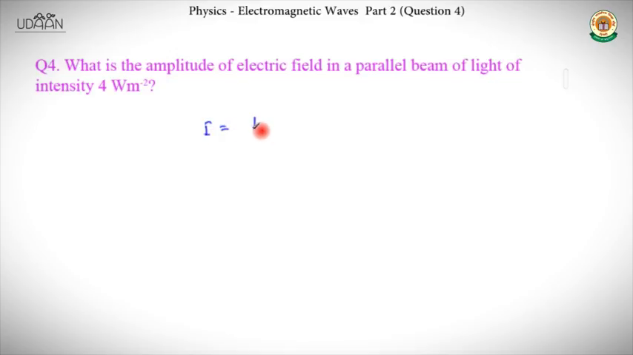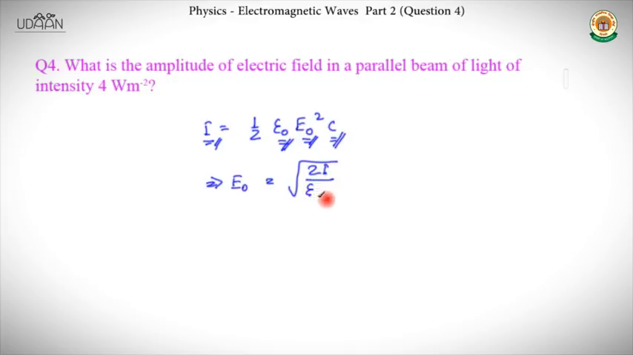I equals half of epsilon naught E naught square C. This was the formula for the intensity related to epsilon naught, E naught and C. Here we know C, and we need to find this E naught value. Epsilon naught is also a constant, so we can simply do the calculation because I has been given. So E naught equals root over twice I by epsilon naught C.